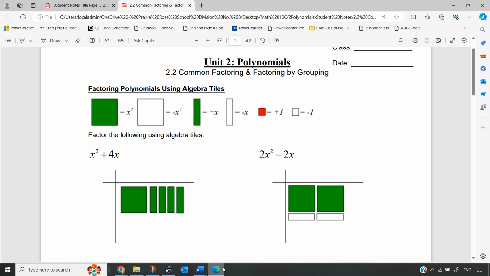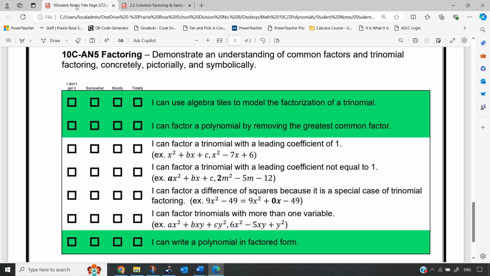Today we're going to move on to the second part of our unit, and we're going to be looking at factoring. In today's lesson, we're going to be looking at common factoring and factoring by grouping. Let's get started with our learning targets. By the end of this lesson, you should be able to use algebra tiles to model the factorization of a trinomial. You should also be able to factor by removing the GCF, or greatest common factor, and you should be able to write a polynomial in factored form.